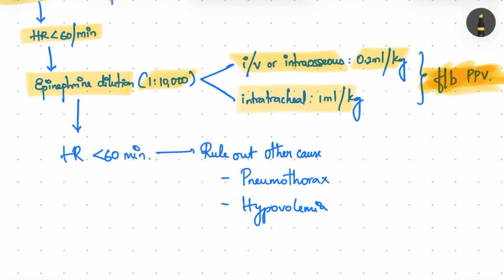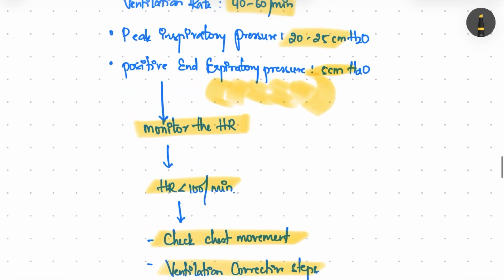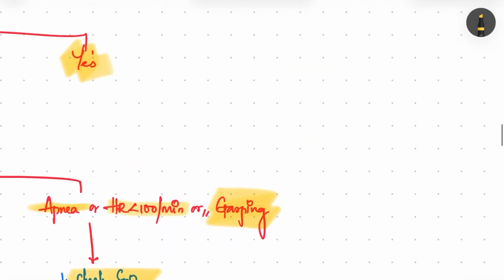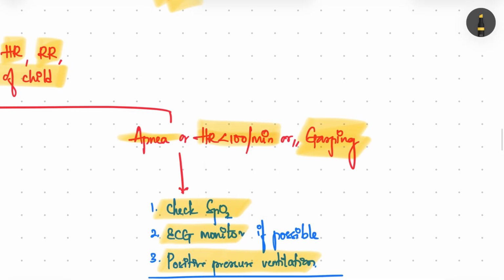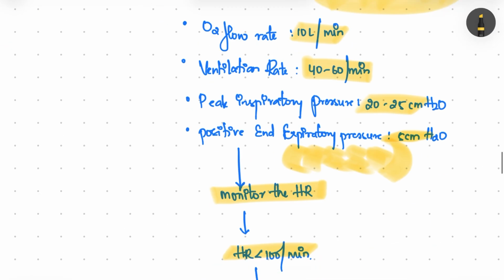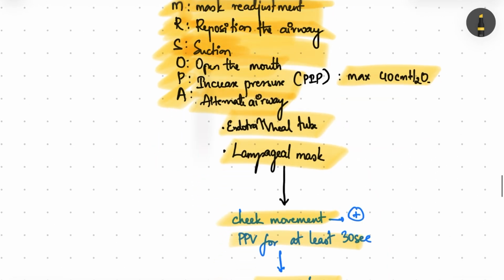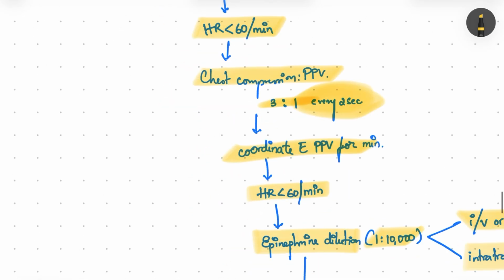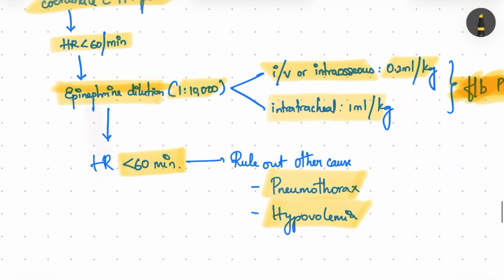If you did so many things and still the heart rate is below 60, then it is not an issue with the resuscitation. There is some other underlying cause you need to find out, most commonly pneumothorax or hypovolemia. So the important things you need to remember: when writing the answer, remember the heart rate values, like 100 and 60. MR SOPA is a separate 3-marker. Also, the epinephrine dose is very important, and the routes and the doses. That's it.